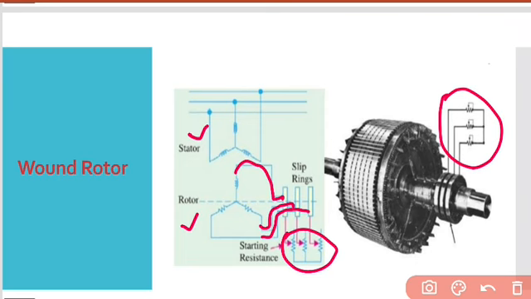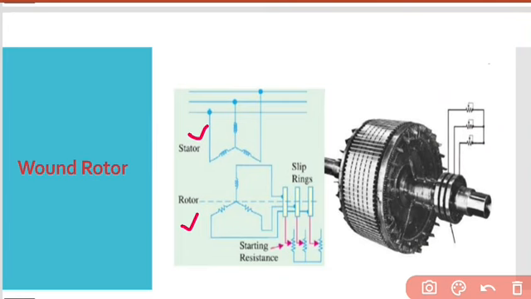What is the role of the external resistor? The external resistors are mainly used during startup. When we start the induction motor, we insert these external resistors during the starting of the three-phase induction motor. Then under normal running conditions, the windings are short circuited externally. That's how this wound rotor works, and you can see the circuit diagram in this picture and understand how it works through the connections.